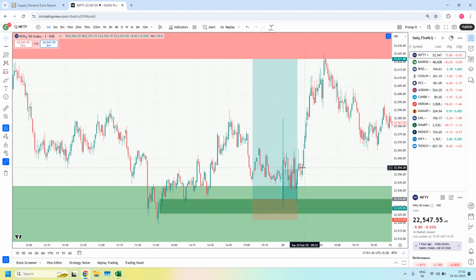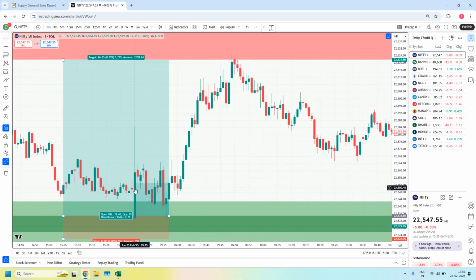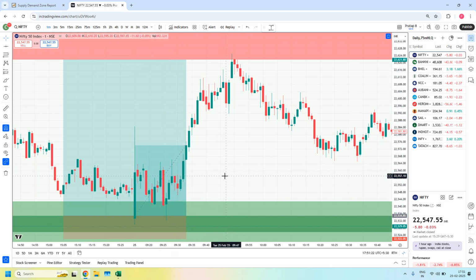But today what happened? Prices entered into this zone. Yes. This is the morning 9:15 1 minute candle. You can't take the trade. Ignore it. But once again you got an opportunity at morning 9:26. You should not miss this trade.